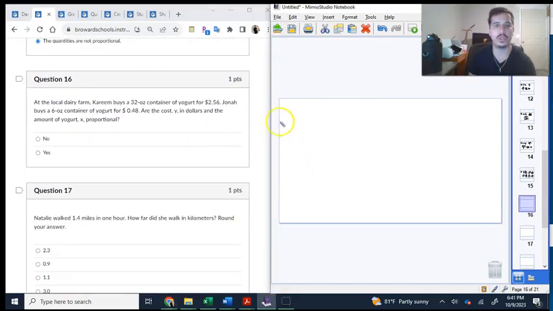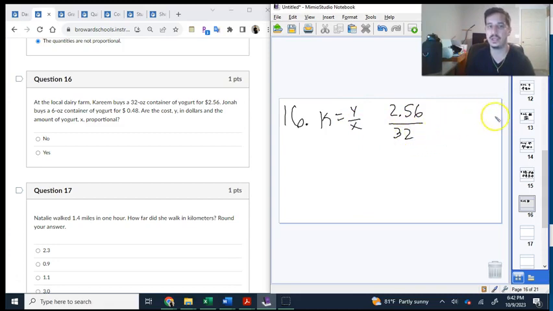Number 16. At the local dairy farm, Kareem buys a 32-ounce container of yogurt for $2.56. Jonah buys a 6-ounce container of yogurt for 48 cents. Are the cost Y in dollars and the amount of yogurt X proportional? So let's check it out. K equals Y over X. So we're going to do 2.56 divided by 32, and 0.48 divided by 6.